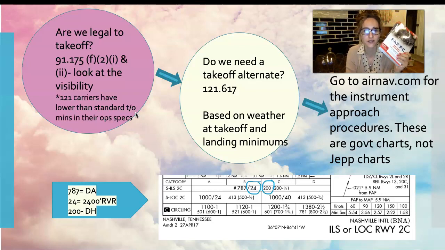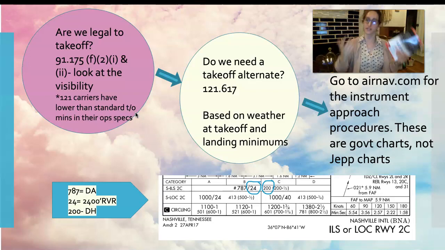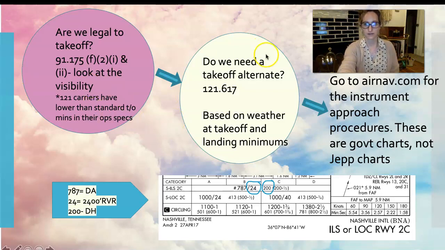So how do you feel about determining if we're legal to take off? You guys feel good? How do we know if we're legal to take off? It's based only on visibility. We've got 2 engines, we need 1 statute mile or 5,000 RVR. 3 or 4 engines, we need half that, half statute mile, which is equivalent to 2,400 RVR. Okay, so let's say we're legal to take off. We're legal to depart. Second question, do we need a takeoff alternate? And the regs call that a departure alternate.